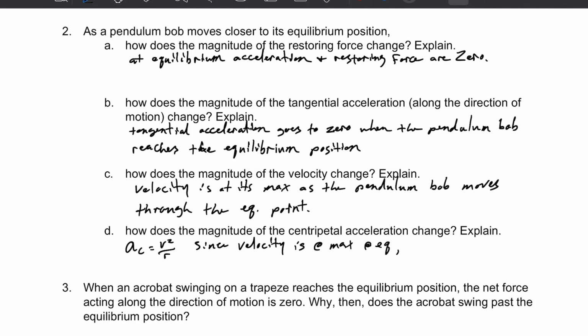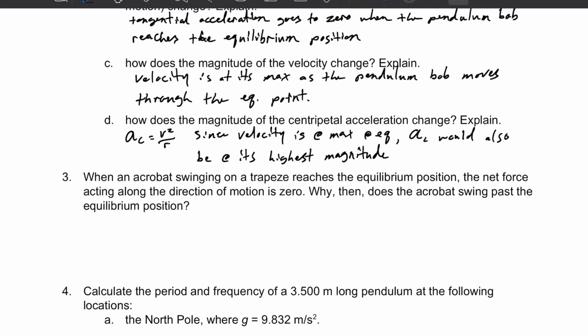Since the velocity is at its maximum at the equilibrium position, centripetal acceleration would also be at its highest magnitude. So at equilibrium, our centripetal acceleration is at its maximum because the formula is v squared over r. Max v is at equilibrium. But our tangential acceleration would be zero because our restoring force is zero. We have to keep those two things separate. It is a little confusing at the beginning.